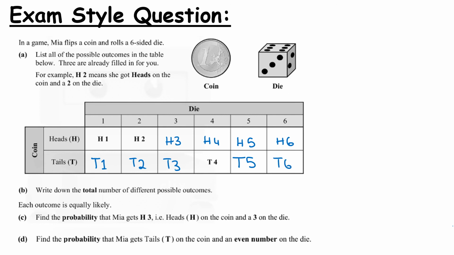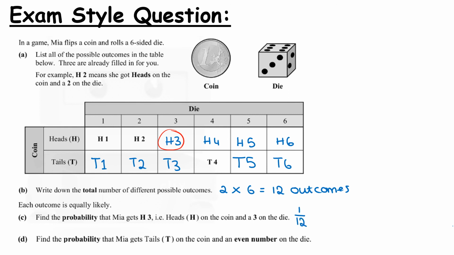Write down the total number of possible outcomes. So we can count them from the table, there's 12, or using the fundamental principle of counting, we had a coin which had 2 outcomes, and so multiply a dice which had 6 outcomes, which gives us 12 outcomes. But like I said, we could have just counted the table. Find the probability that Mia gets a H3. So there's one of those out of my 12 outcomes, so the probability is 1 in 12.